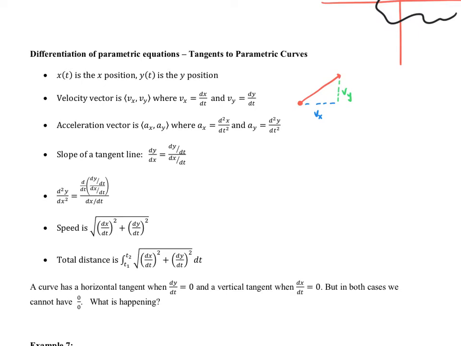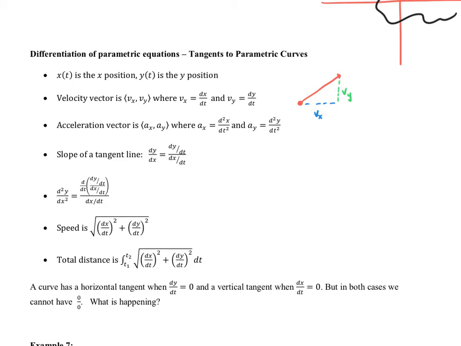But remember, when your particle, let's say, in space is moving only horizontally, that means it's not moving vertically. That means that dy dt would be 0 because the particle is moving left and right, but not moving up or down. Now let's say the particle is moving up or down, but not left or right. That means that dx dt would be 0 because there is no motion horizontally, only motion vertically.